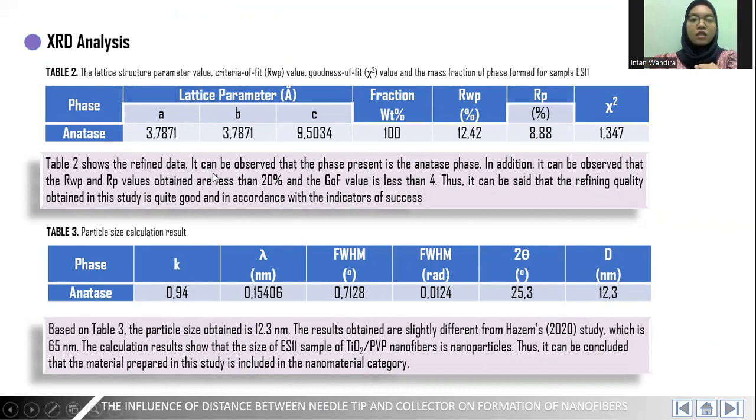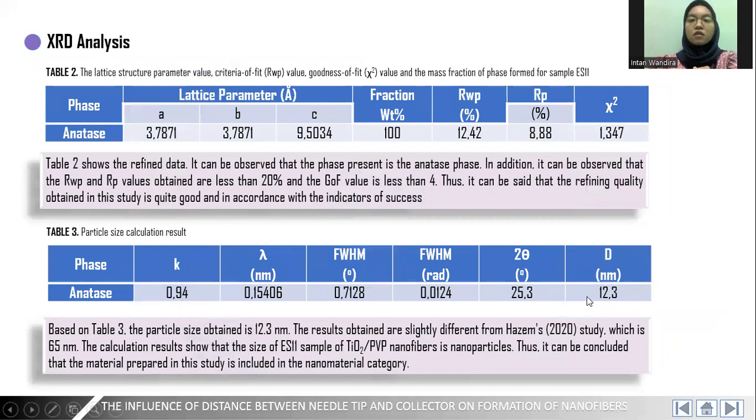From the table, it can be observed that the phase present is the anatase phase. In addition, it can be observed that the Rwp and Rp values obtained are less than 20% and the GOF value is less than 4. Thus, it can be said that the refinement quality obtained in this study is quite good and in accordance with the indicator of success. And this is table 3, the particle size calculation results.